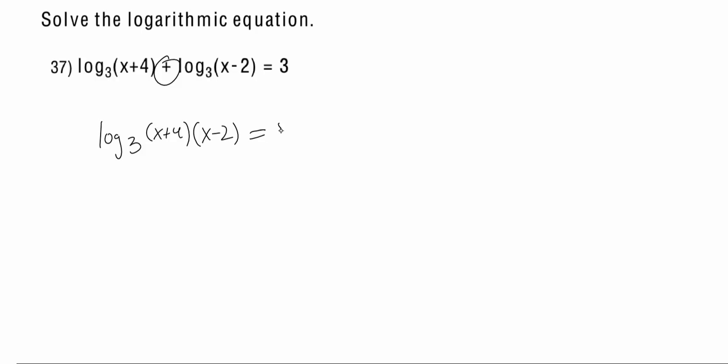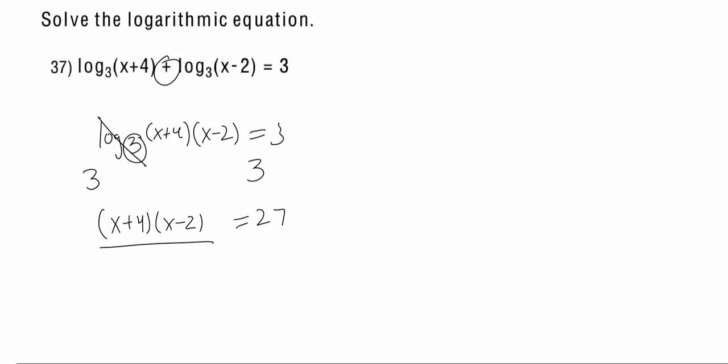This will still equal 3, and so we can raise 3 to the power of both sides, since that's the base for this logarithm, in order to cancel out the logarithm. 3 raised to the power of 3 equals 27, and here we have (x plus 4) times (x minus 2). Once you FOIL out this equation, you get x squared plus 2x minus 8 equals 27.